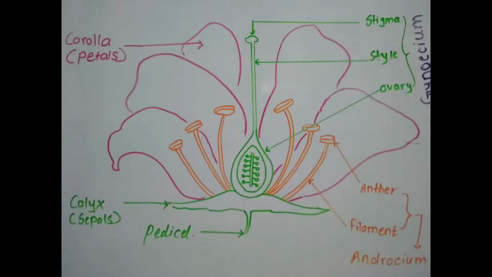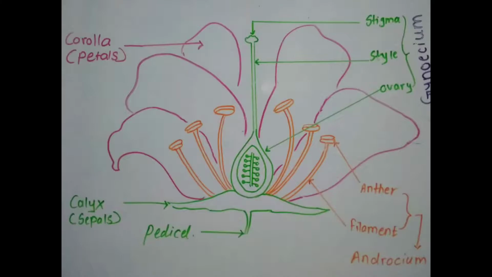The diagram that I have shown here is a bisexual flower, that is, both stamen and carpels are present on the same flower. It's called a bisexual flower. And what is a unisexual flower? Unisexual flower means if only one of the essential floral whorls is present on the flower, it is called a unisexual flower.